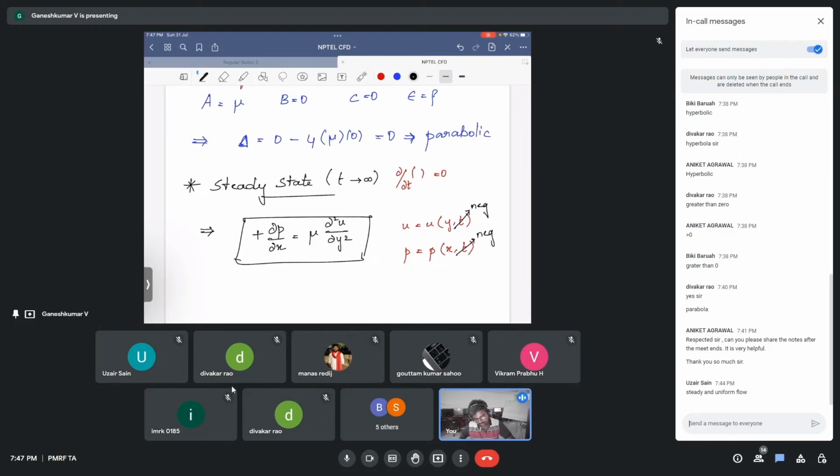So what this tells us is that u is a function of y only finally, and p is a function of x only. This is the final conclusion we are going to make: u is a function of y only and p is a function of x only, because at steady state.